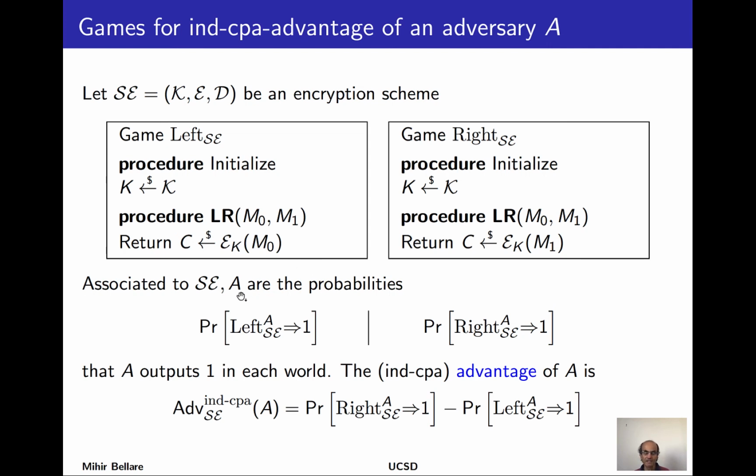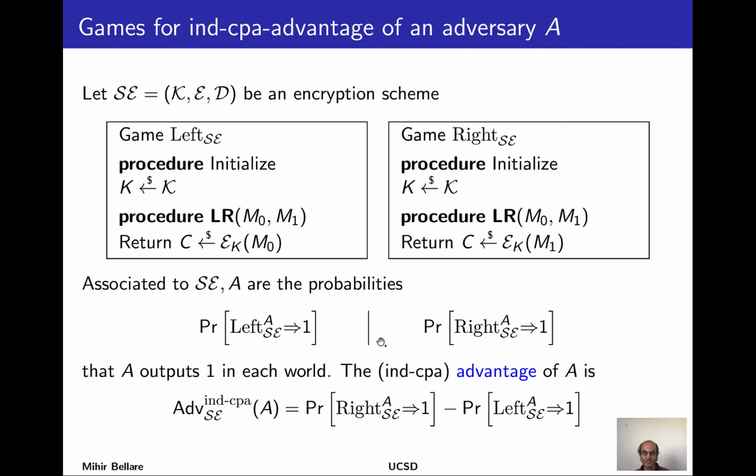Now, when you have any specific adversary, you can run it with either game. Since the oracles have the same names and interfaces, that makes sense. We think of the adversary as trying to output a 1 when it's in the right game and a 0 when it's in the left game to indicate the index of the message being encrypted. So let's look at the probability it outputs a 1. We can compute that in the left world and the right world separately, and they're denoted like this. This is the game, superscript the adversary to indicate it's running with that adversary.